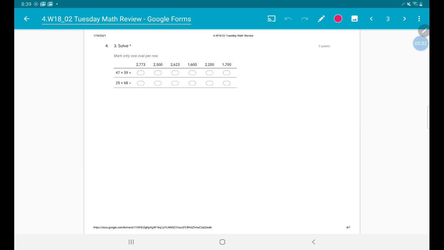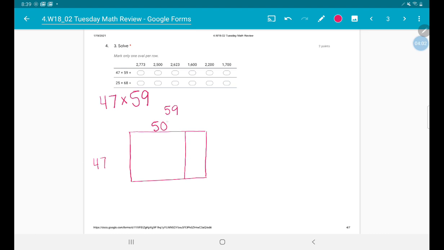The next one, you have two multiplication problems to solve. First, we'll do 47 times 59. Can use an area model to solve that. Need to know my largest side's going to be 59. My shorter side's going to be 47. I'm going to split 59 into expanded form, 50 and 9. And then I'm going to split my short side, 47, into expanded form also, so 40 and 7.